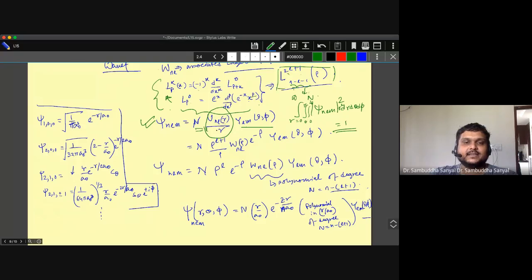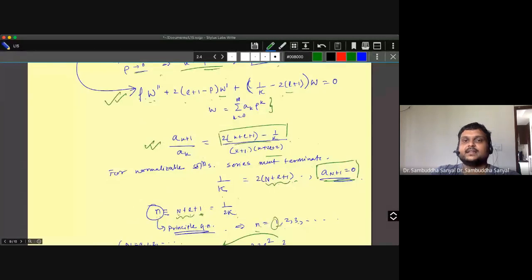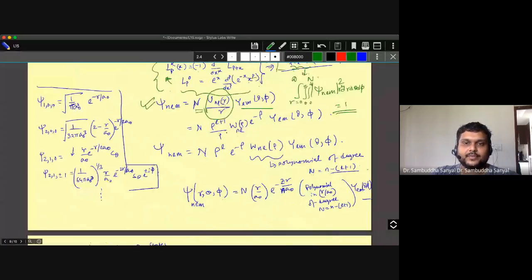So this part is in the rho coordinate. This is rho to the power L plus 1 e to the power minus rho times W rho n l, which you get by solving this equation, and that is an associated Laguerre polynomial, times this Y l m theta phi. So this is your full solution. Now if I write it in a little cleaner looking form, it will become the normalization constant times this one, and rho will cancel.